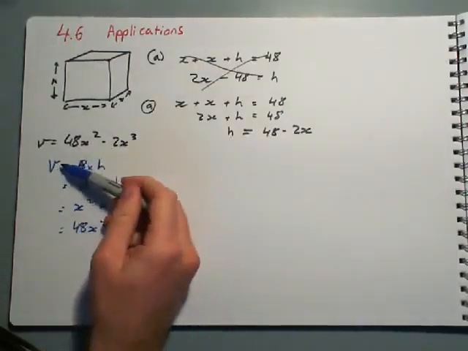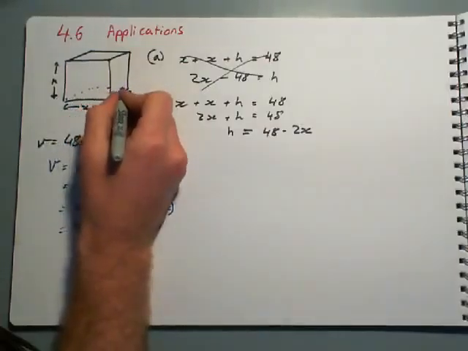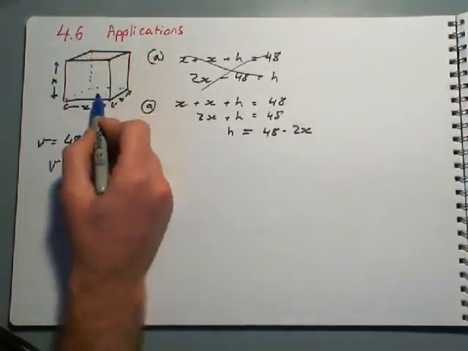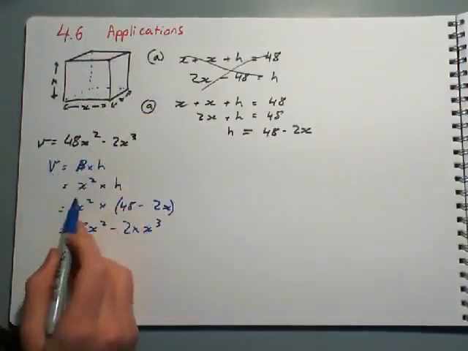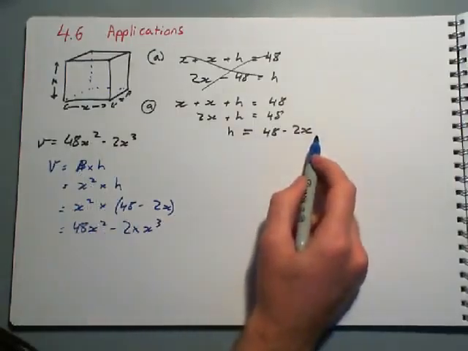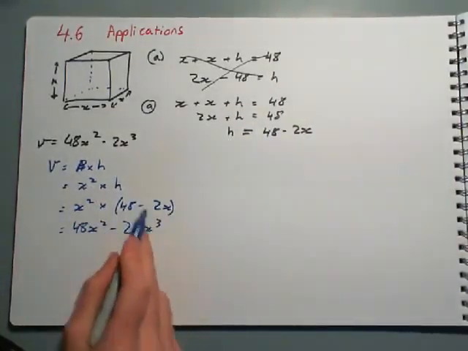So we'll start with the volume: area of the base times the height. The area of the base is going to be x times x, so the area of the base times the height gives us the volume. The area of the base is x squared times the height, which we worked out from part A. Sub that in, expand the brackets, and you get the answer.